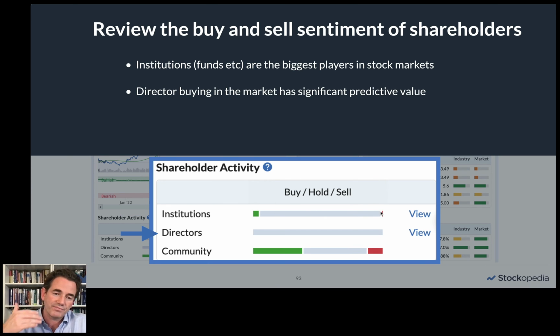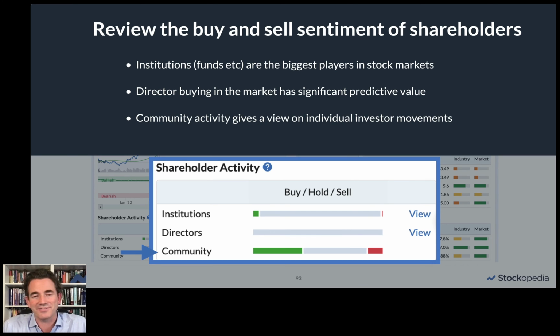On the director buying, open market buying has significant predictive value for future stock returns. Open market selling less so, because people often sell for whatever reason, buying houses and the like. But open market buying is very, very useful to know. And this is actually a special thing for Stockopedia, but it's community activity. This is a view on individual investor movements. And this shows the community have been quite heavily buying Occidental Petroleum recently, more than they have been selling in their portfolios. So a key thing to understand.